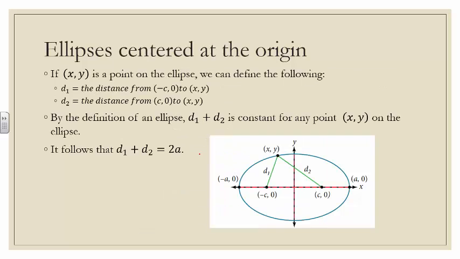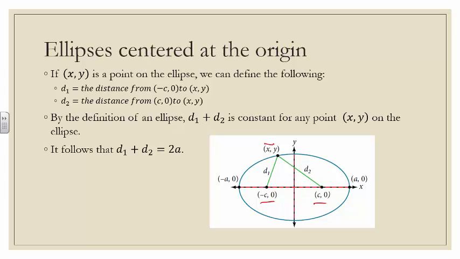x, y is an arbitrary point on our ellipse. We can define the following: distance 1 as the distance from the focus point -c, 0 to the arbitrary point x, y, and distance 2 as the distance from the focus point c, 0 to the arbitrary point x, y. And again, in our figure, we see the two distances denoted in green. We see our two foci, and we see our arbitrary point.